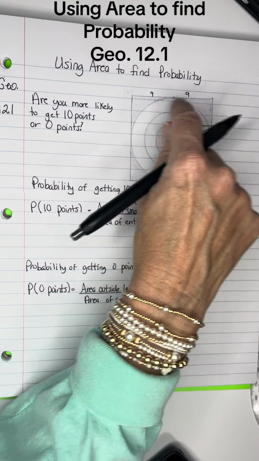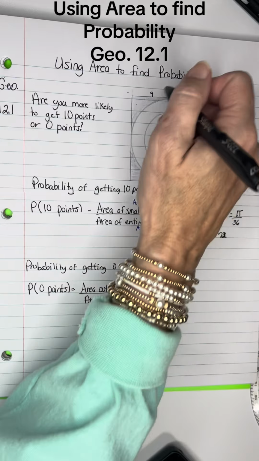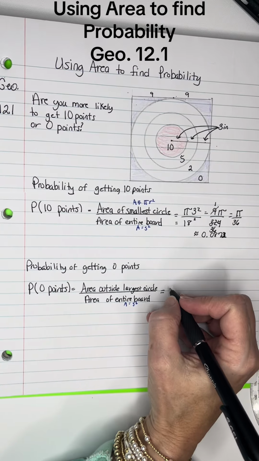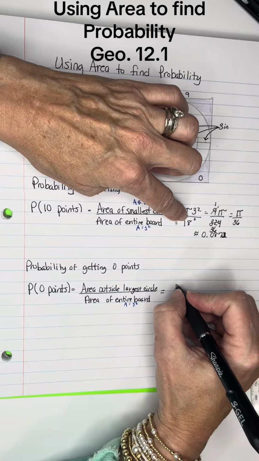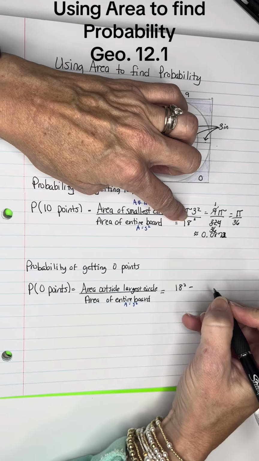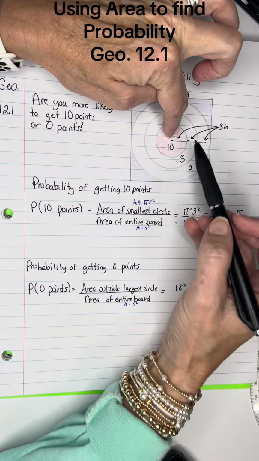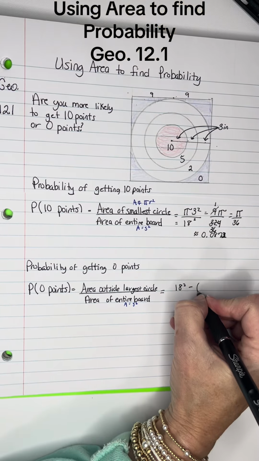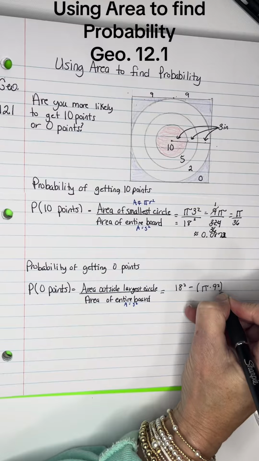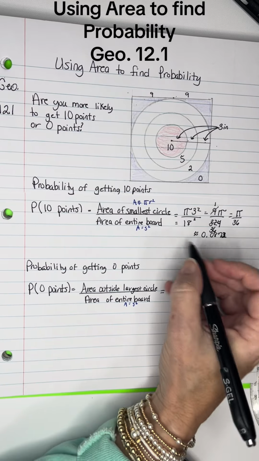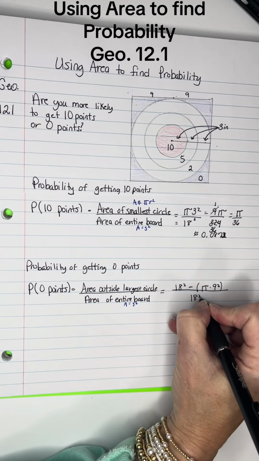All right, now let's look at the probability of getting the 0 points. That would be here, here, here, and here. Let's take the square and subtract off the big circle, and that'll get what's left over there. So the area of the square, we've already found out, was 18 squared. And we're going to subtract off the area of the big circle. Well, its radius is 9, so that will be pi times 9 squared, all over the area of the entire board, which we've already found out was 18 squared.